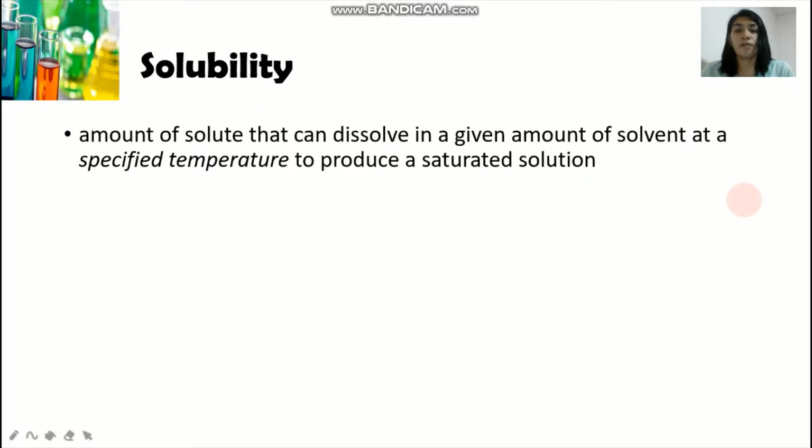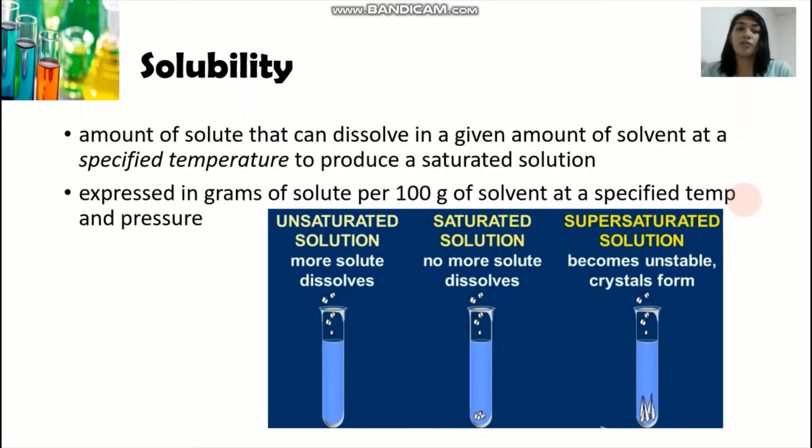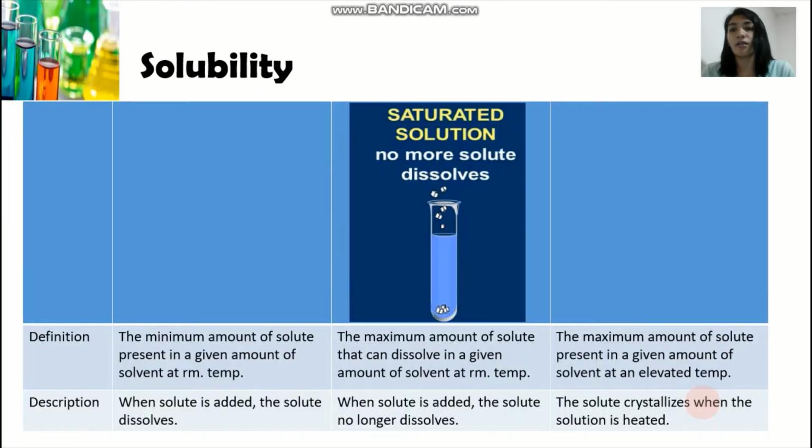Next we have solubility. Solubility refers to the amount of solute that can dissolve in a given amount of solvent at a specified temperature to produce a saturated solution. It is expressed in grams of solute per 100 grams of solvent at a specified temperature and pressure. We have three types: unsaturated solution, meaning more solute can be dissolved; saturated solution, where no more solute is dissolved; and supersaturated solution, which becomes unstable and starts to form crystals.